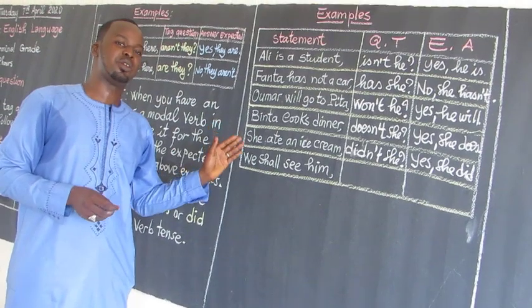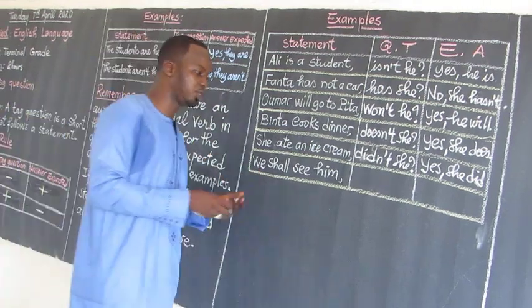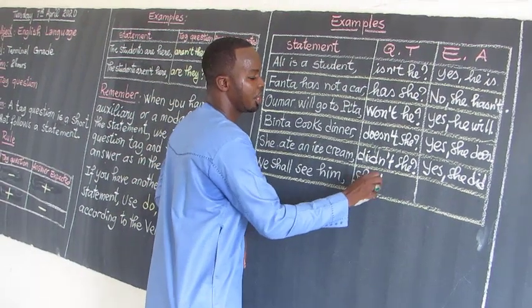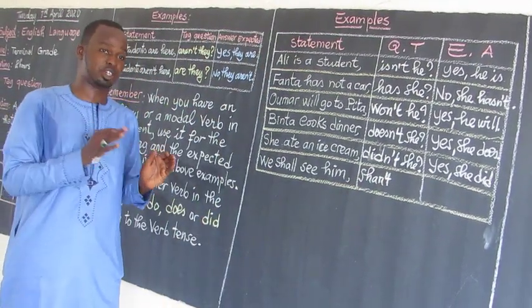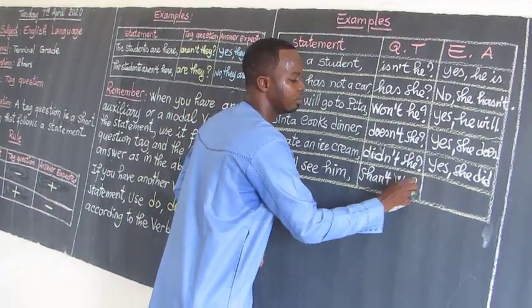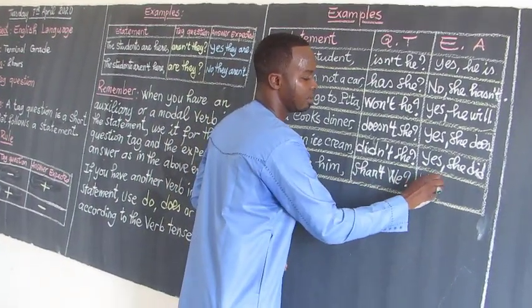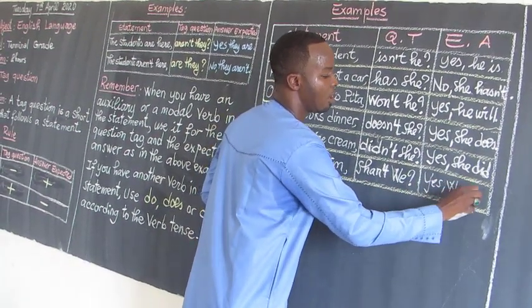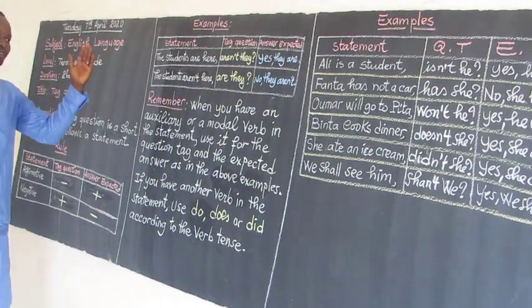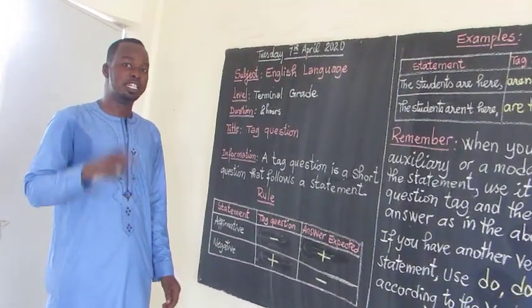Shall is an auxiliary or a modal verb. It is a modal verb. We shall see him. We have to put the question in the negative form. Shan't. Shan't is the contracted form of shall not, as we have to make it short. Shan't we? And the expected answer is going to be positive. Yes, we shall. Yes, we shall.